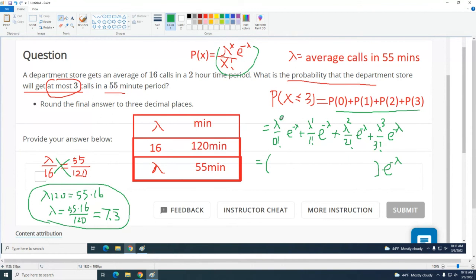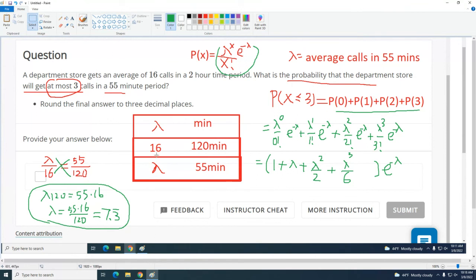And then lambda to the power 0 equal to 1. 0 factorial is also 1. So 1 plus lambda, 1 factorial equal to 1, plus lambda squared over 2, 2 factorial equal to 2. And then lambda cubed over 3 factorial, which equals 6. So this kind of makes the whole calculation concise.